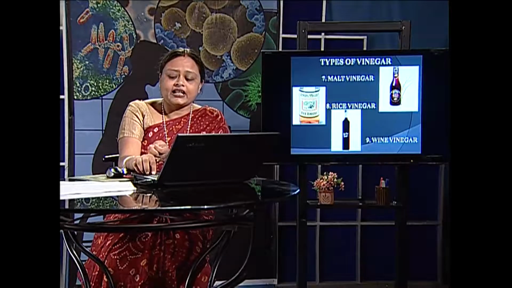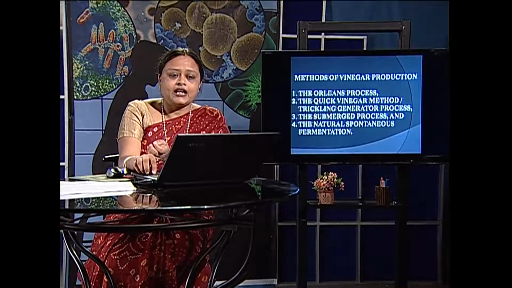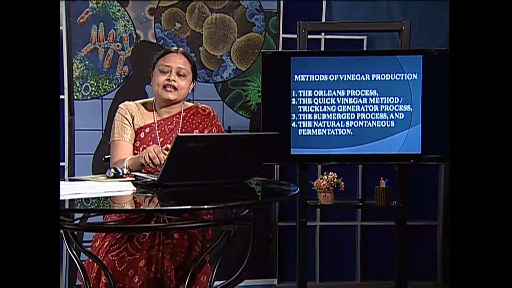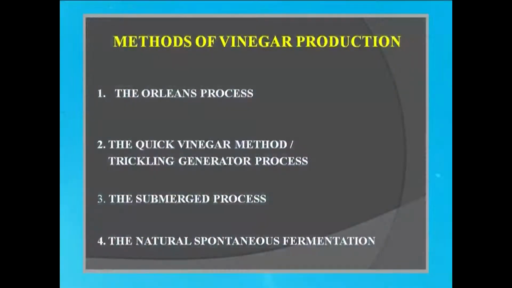So these are the types of vinegar which we have just seen, and we are about to see some methods which will take us into how exactly this vinegar is produced. To date, we have several processes, and to name a few, we have first the Orleans process, the second known as the quick vinegar method or trickling generator process, the third is the submerged process, and finally the common process which is applied by many household vinegar producing units, the natural spontaneous fermentation. We will be looking into each of these in brief detail.